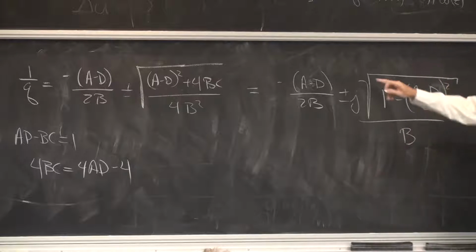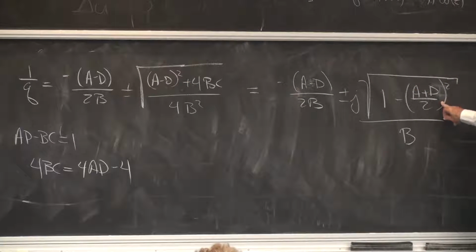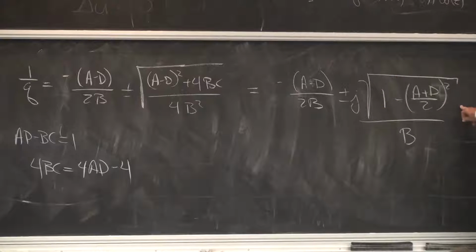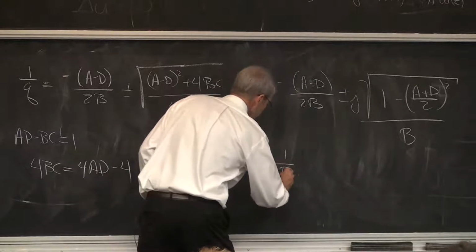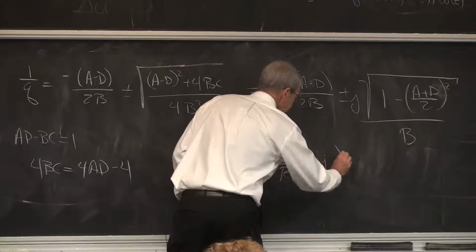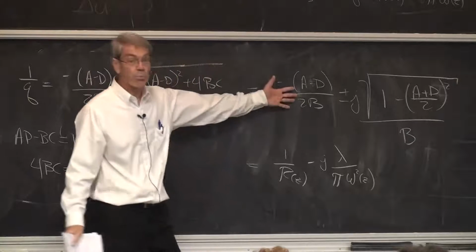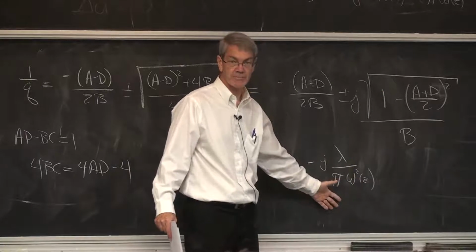Do this substitution and put it in. Notice that A plus D over 2 is less than 1, so I take the square root of a negative number, so I've reversed it like that. Now this is my new expression for 1 over Q in terms of ABCD in the cavity. This is only true in a cavity because I've got this self-consistent condition. Notice 1 over Q equals 1 over R of z minus j lambda over pi omega squared of z. I've got a real part, which must be the radius of curvature, and an imaginary part, which must be my spot size.